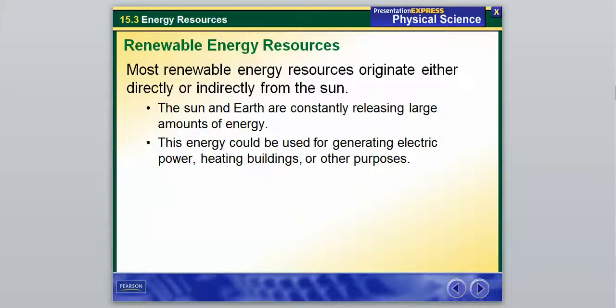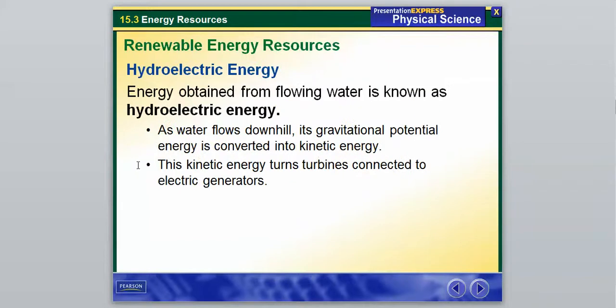So maybe some of these can be explored to be used more widely here. So our first type of energy, definitely write this down, is hydroelectric energy, and it is obtained from flowing water. As water flows downhill, its gravitational potential energy is converted into kinetic energy, and then that kinetic energy is going to turn turbines connected to electric generators, and therefore it's going to convert it into electric energy.